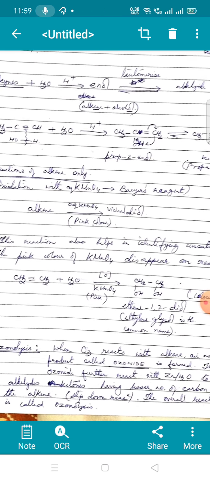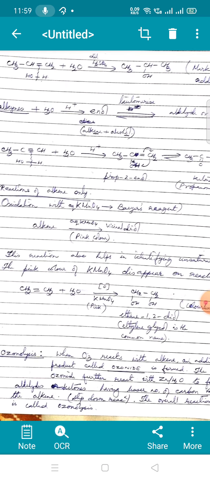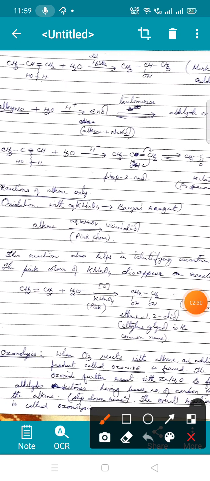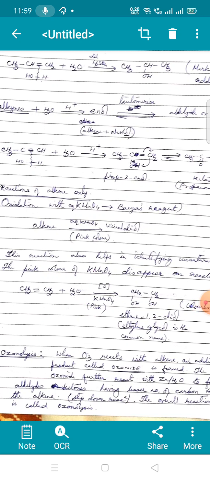The first one is oxidation of alkenes by KMnO4, aqueous KMnO4. Aqueous KMnO4, that is potassium permanganate, is known as Baeyer's reagent, and this particular reaction we do in the lab also in the practicals. Now what happens, when alkenes are treated with aqueous KMnO4, we get vicinal diol. What is vicinal diol? Two OH groups get attached to the adjacent carbons where the double bond was. So let's have a look.